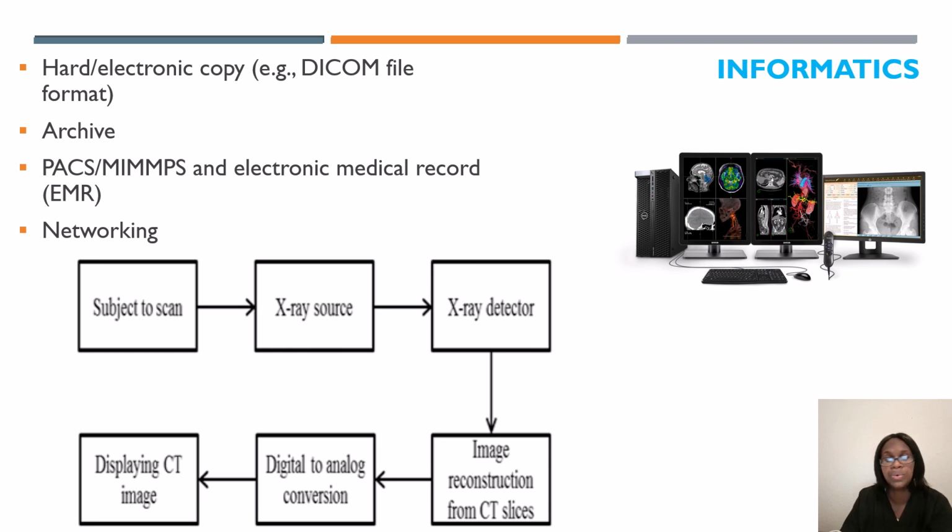Know how to send your images. Where does it start? It starts with the patient, which is the subject to scan, all the way to the X-ray or the CT scanner, the CT detector. Then you have your image reconstruction from the CT images. That is going to give you the full image of the axial, the coronal, the sagittal.